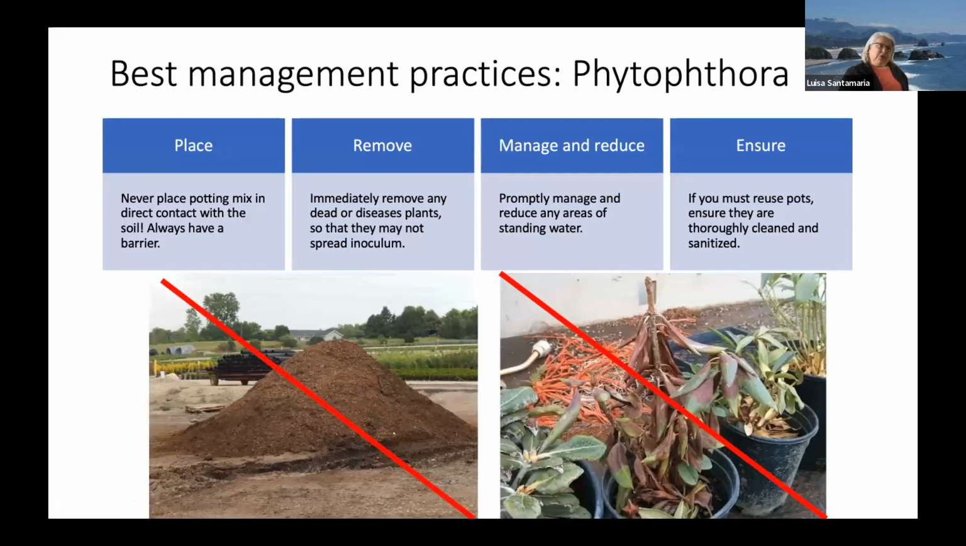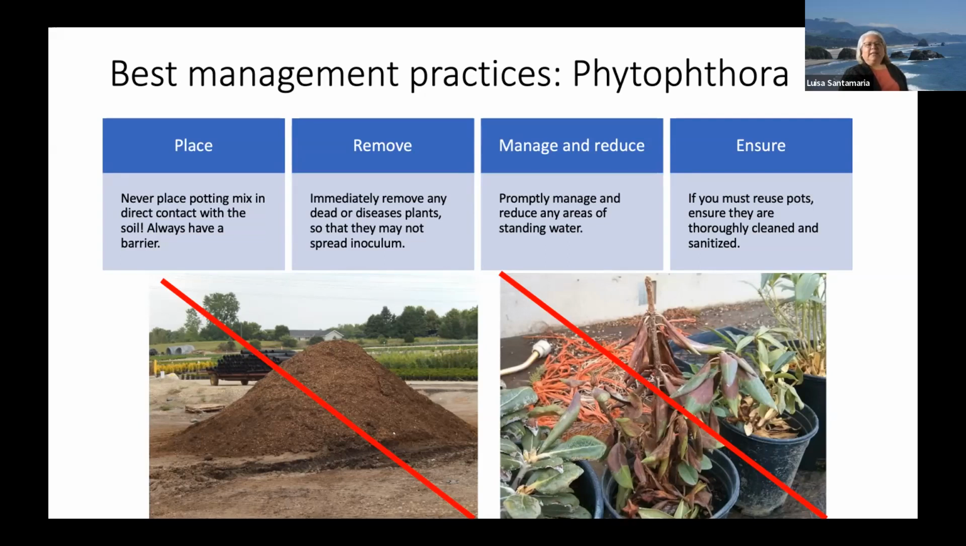Okay, so let's go to the best management practices for this. One of the things we always recommend is that we never put our substrates directly on the native soil. We know now that these pathogens always live in the soil, so we don't want to do that. We need to place our substrate in a clean area if possible, something like concrete, a barrier. We need that.